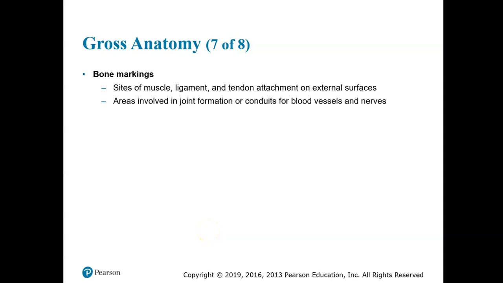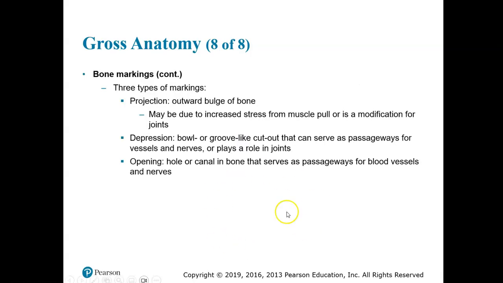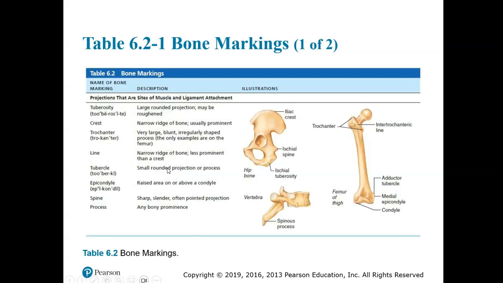Bone markings can be the site for muscle attachment, ligament and tendon attachment, and also places where blood vessels and nerves can travel through. So there are three types of markings. If it's a projection, it means it's like an outward bulge. And if it's a depression, then it's a hollowed out groove, like concave. And then if it's an opening, it's a hole.